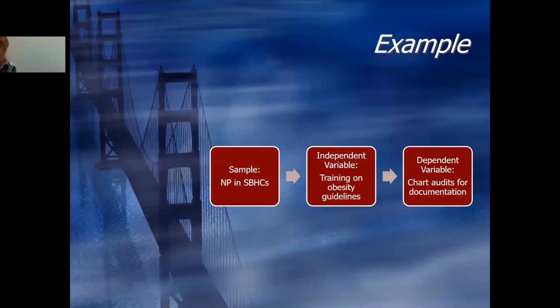For example, documenting BMI, percentile, whether or not they came up with an accurate diagnosis, whether or not they got blood pressure percentile, and if the kid met the criteria, did they get the labs that should have been done. So that's just a straightforward example of your independent and dependent variable.